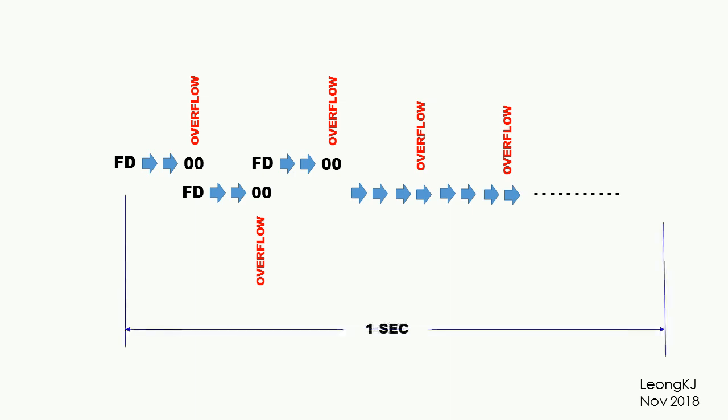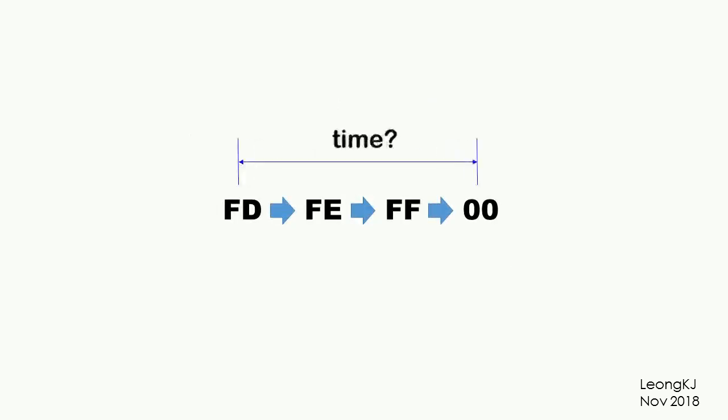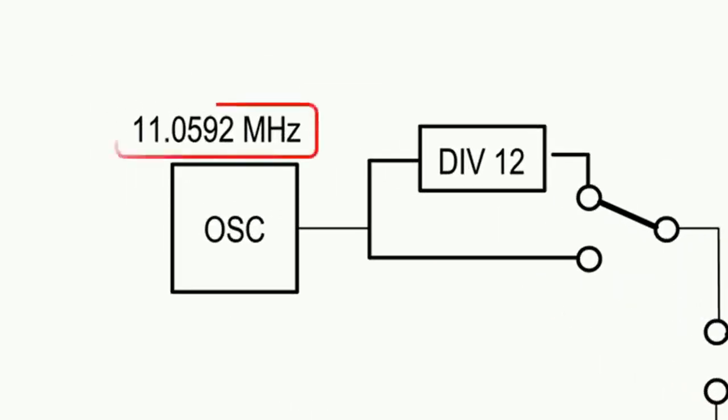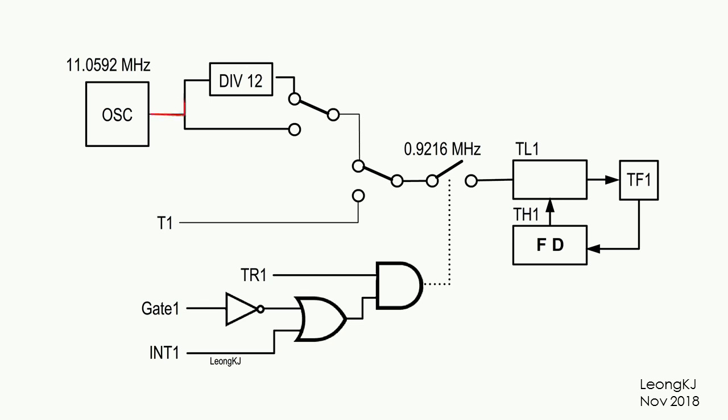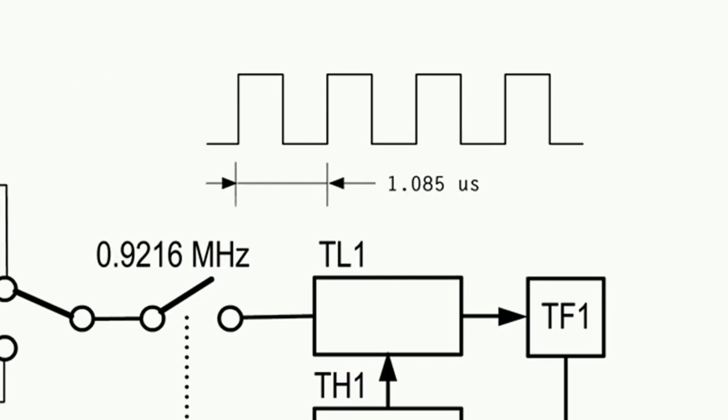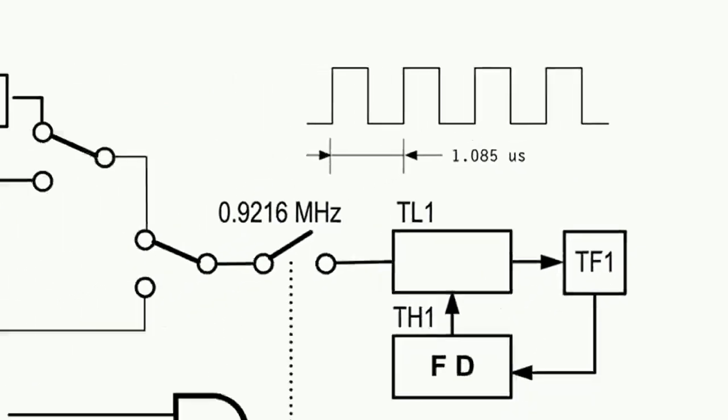The number of overflows in 1 second is called the timer overflow rate. So what is this overflow rate? Let's find out how much time it takes the timer to overflow. Let's assume that the system clock is 11.0592 MHz. This is the clock path. The clock is divided by 12. The result is 0.9216 MHz. The 0.9216 MHz clock has a period of 1.085 microsecond. The timer content increments every 1.085 microsecond.